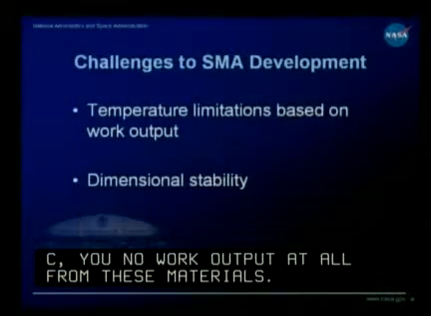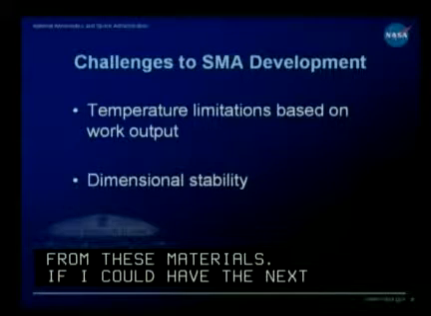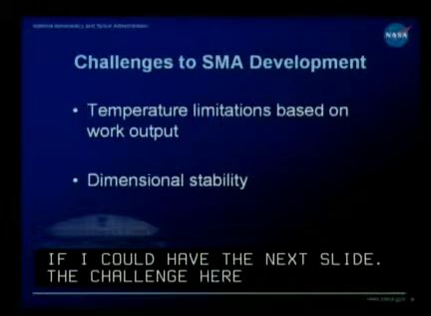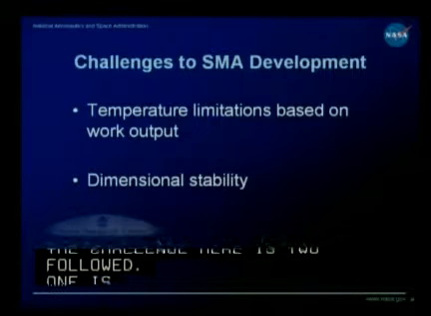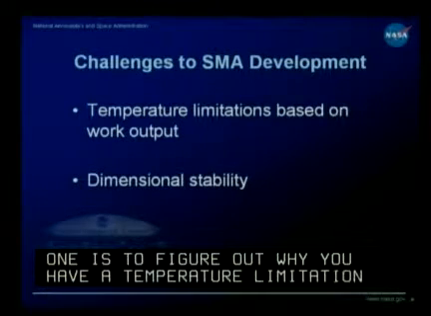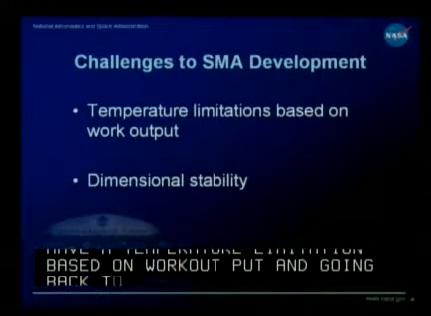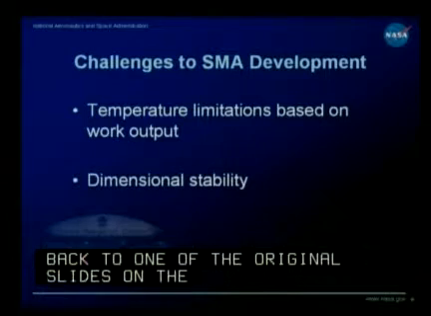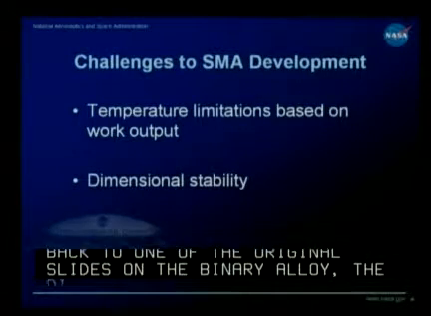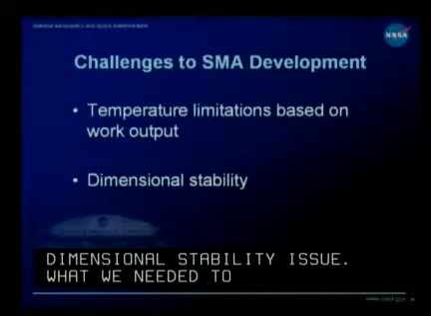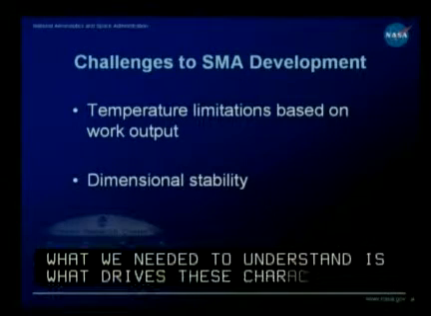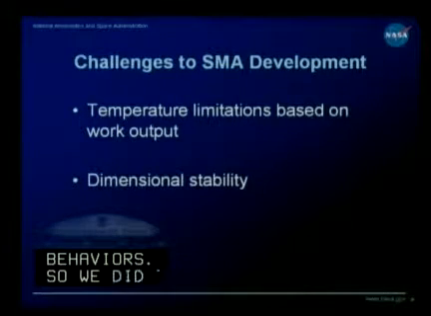The challenge here is twofold. One is to figure out and understand why you have a temperature limitation based on work output, and then, going back to one of the original slides on the binary alloy, the dimensional stability issue. And what we needed to understand was what drives these characteristic behaviors. So we did this studying a nickel titanium palladium ternary system.